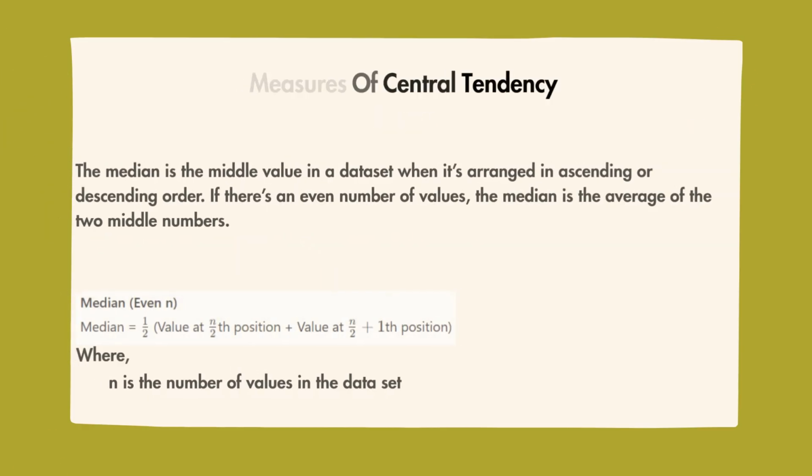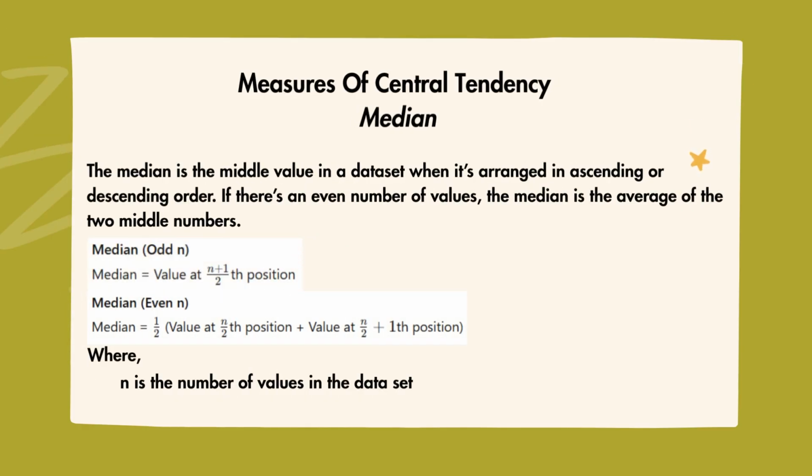Now, let's talk about the median, another important measure of central tendency. The median is the middle value in a dataset when it is arranged in ascending or descending order. It divides the dataset into two equal halves. If the number of values in the dataset is odd, the median is simply the middle value.